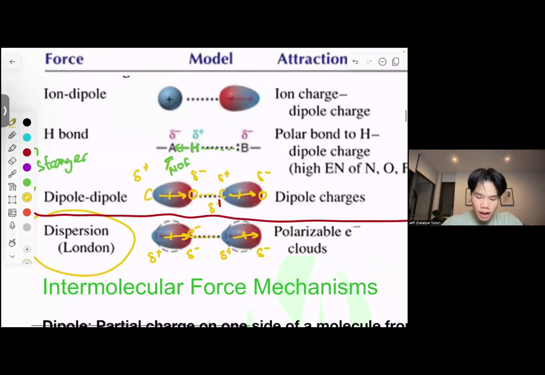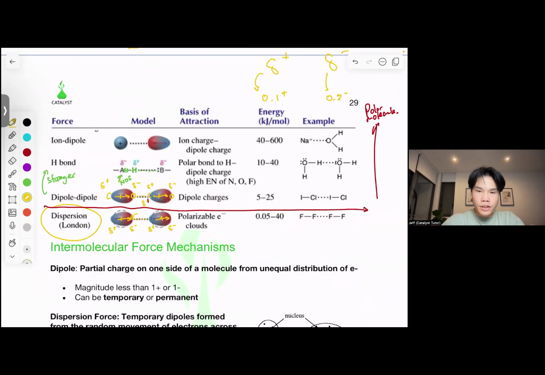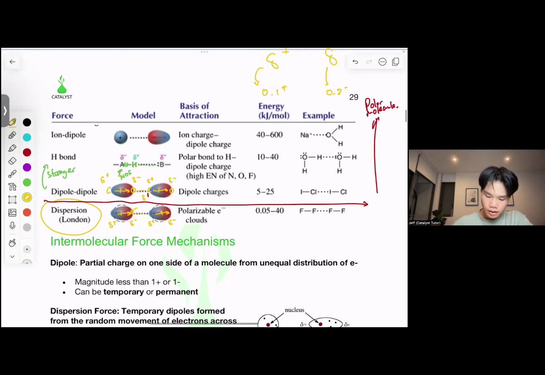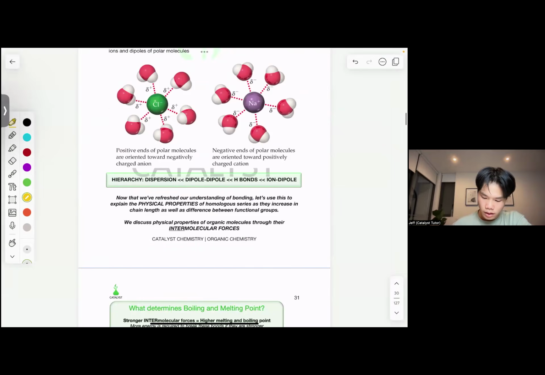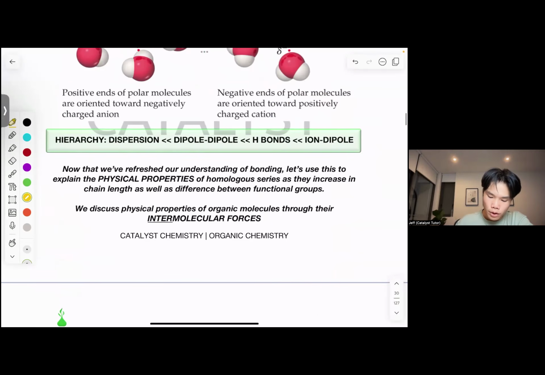Okay. And lastly, ion dipole is the attraction between an ion and a permanent dipole. So this is stronger than H bonding because you're not just doing two partial charges attracting together. You're taking a full charge and attracting a partial charge. So it's always going to be that an ion dipole bond is stronger than an H bond. Okay, here are the mechanisms. And the hierarchy is important to remember. It goes dispersion, dipole-dipole, H bonding, then ion dipole, in that order.